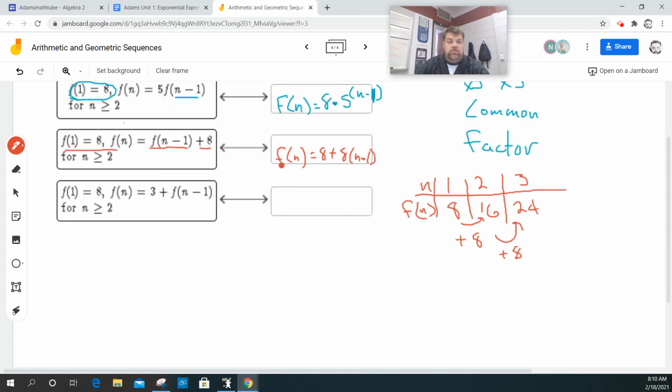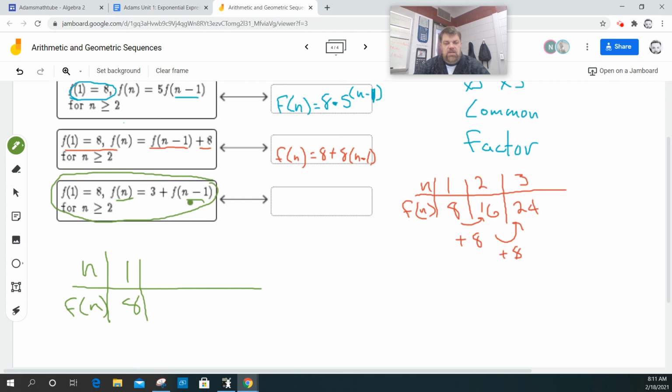Now for the last one, this one here, when n equals 1, my first term equals 8 again. But now if you notice, it's saying that we're going to add 3 to the previous term, and this is like the next term. But we're really just adding 3. So from here, I'm adding 3. In other words, the second term will equal 11.